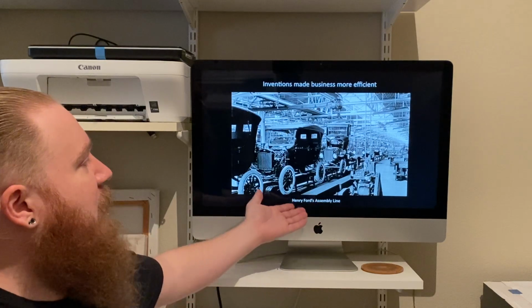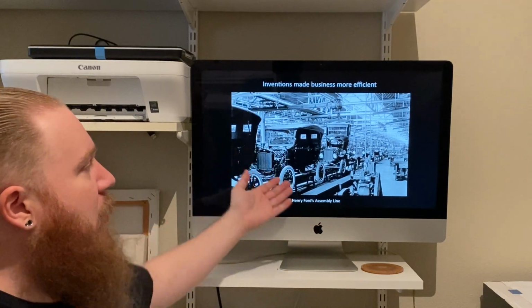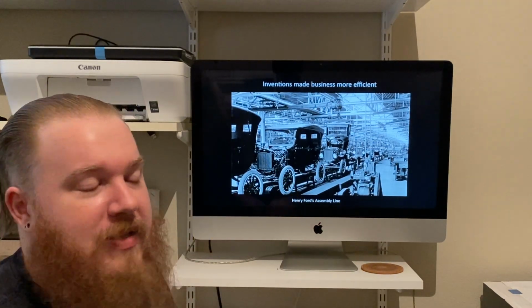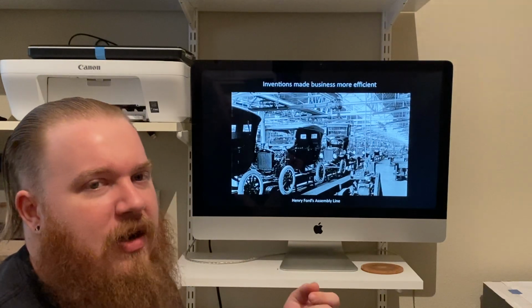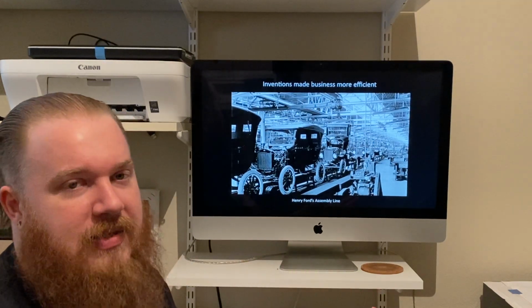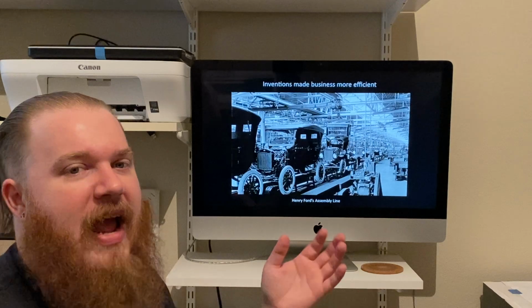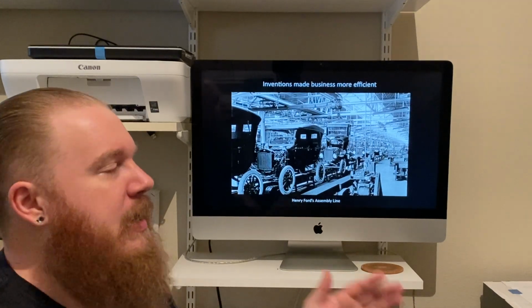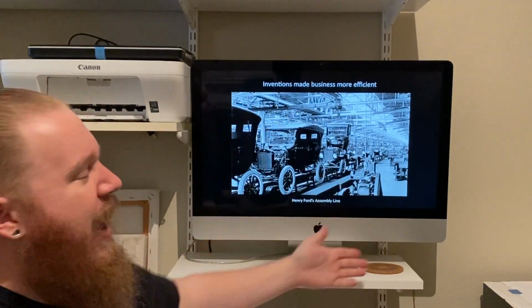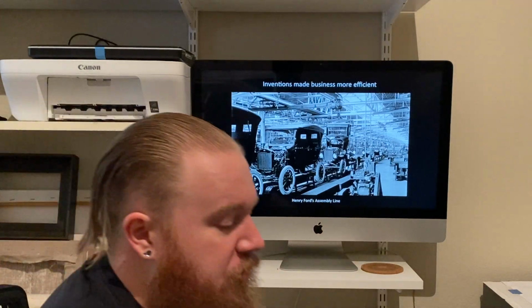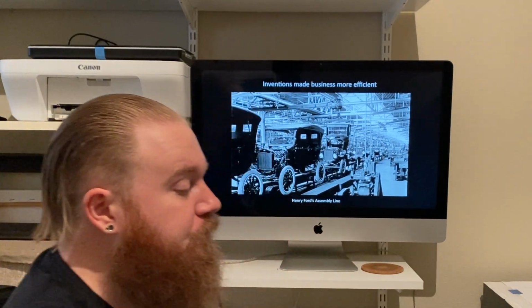However, by streamlining the process, Henry Ford makes the Model T cheap. And so every Model T only cost $400, which for that time was still a lot of money, but average people could actually afford it. And so once again, we see average people are starting to afford luxury items for the first time.